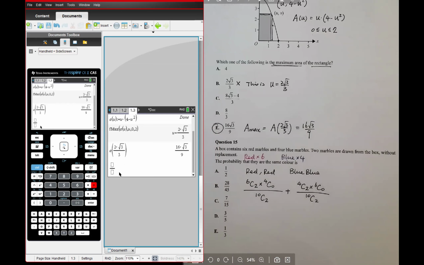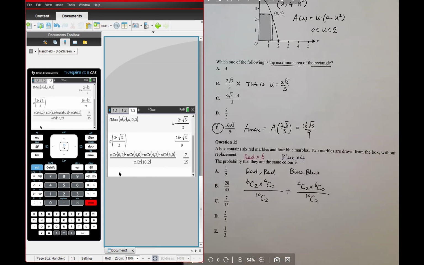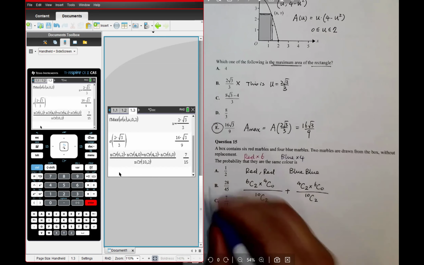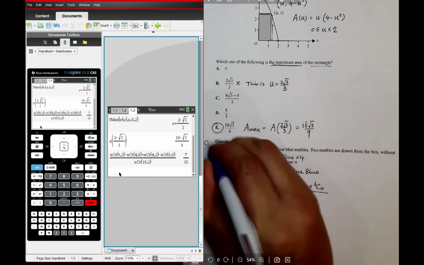And you can use your CAS: nCr 6,2 times nCr 4,0 plus nCr 4,2 times nCr 6,0, divided by nCr 10,2. The answer is 7 over 15, okay? So that's very easy to solve.